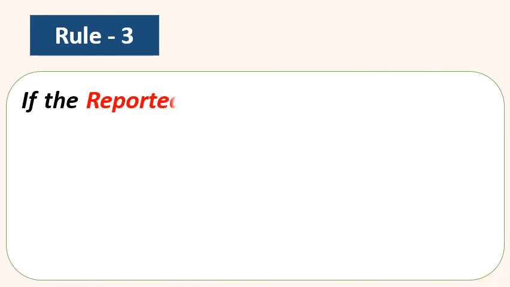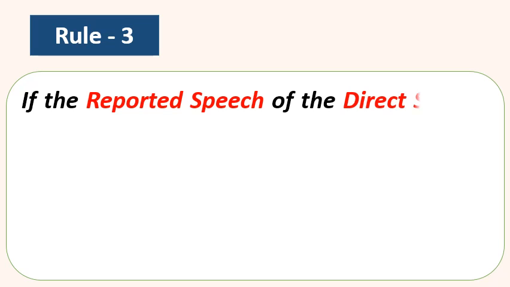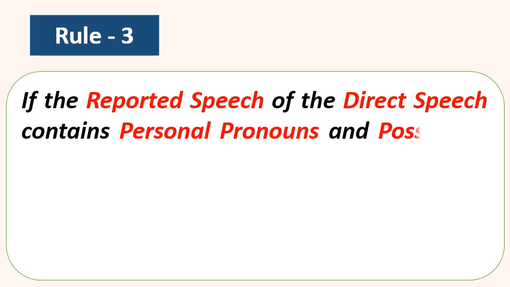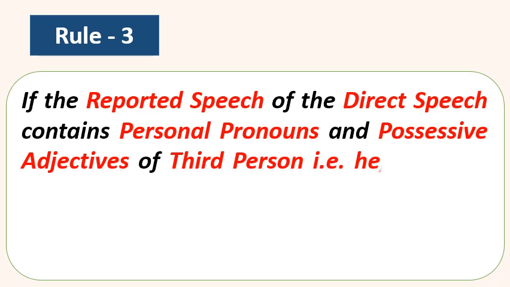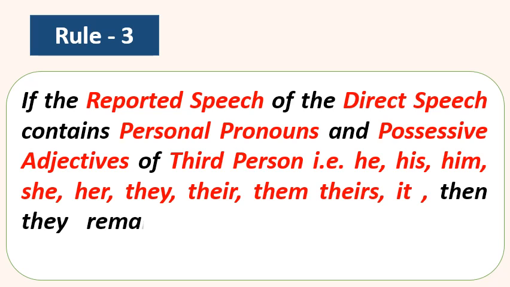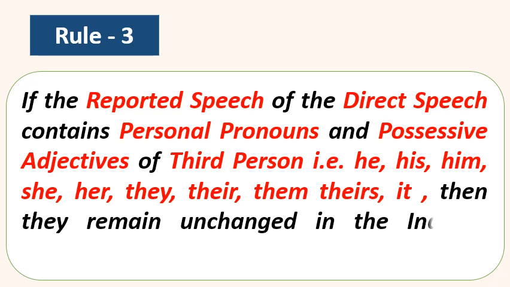Now rule number 3 is, if the reported speech of the direct speech contains personal pronouns and possessive adjectives of third person, that is he, his, him, she, her, they, their, them, theirs, it, then they remain unchanged in the indirect speech. Now let us see some examples to clarify it.